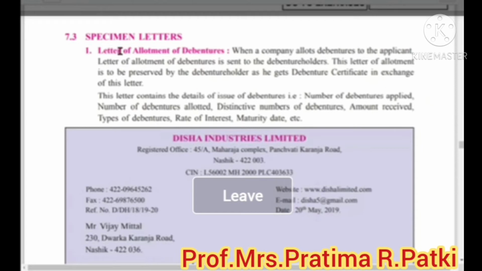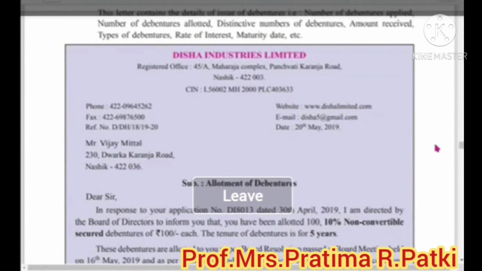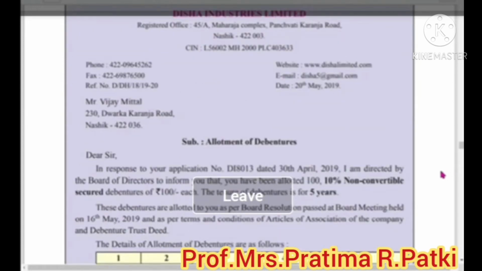Now, this letter, the letter of allotment of debentures, contains the details of issue of debentures. See, we will see here. All the details will be given in the box, right? Number of debentures applied, number of debentures allotted, distinctive number of debentures, amount received, types of debentures, rate of interest, maturity date, etc. So, whether this letter contains all this, you need to understand. Whenever you make the letter, you need to remember that all this information is there or not in your letter. If all this information is there in your letter, then your letter is complete. So let us discuss this letter now.